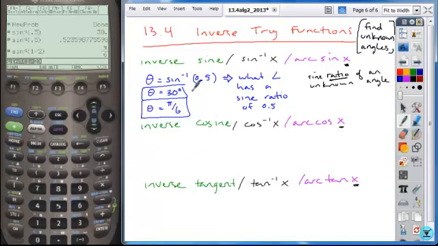Okay, so anytime you see this inverse trig function, it's representing an unknown angle. And what you plug into the part inside is a ratio. And so let's say I wanted to find the following. If I wanted to evaluate the inverse cosine of 3/5, what this is asking is what angle has a cosine ratio of 3/5.